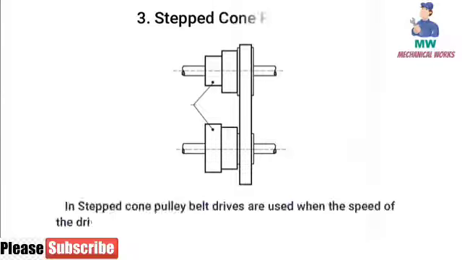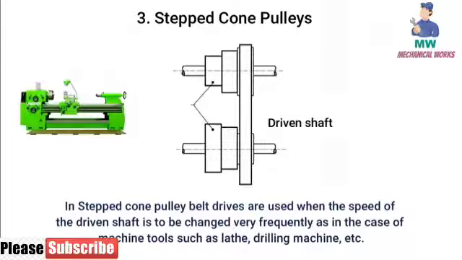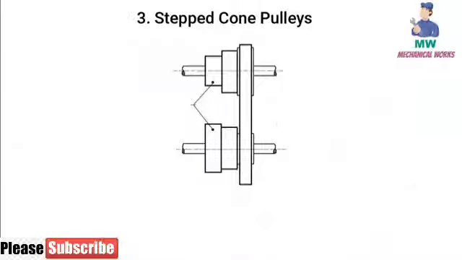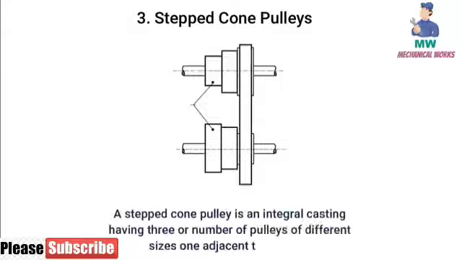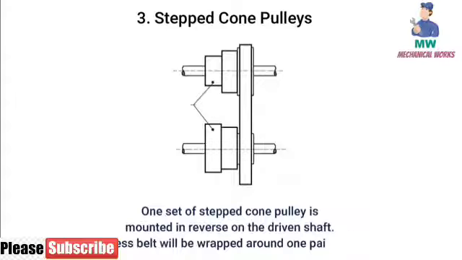In stepped cone pulley, belt drives are used when the speed of the driven shaft is to be changed very frequently, as in the case of machine tools such as lathe, drilling machine, etc. A stepped cone pulley is an integral casting having three or more pulleys of different sizes, one adjacent to the other. One set of stepped cone pulley is mounted in reverse on the driven shaft, and an endless belt will be wrapped around one pair of pulleys.